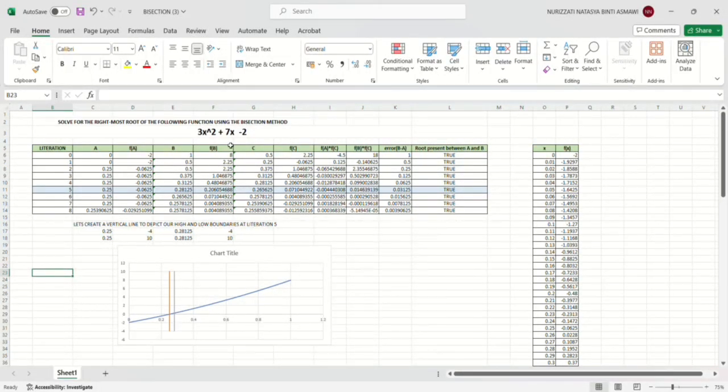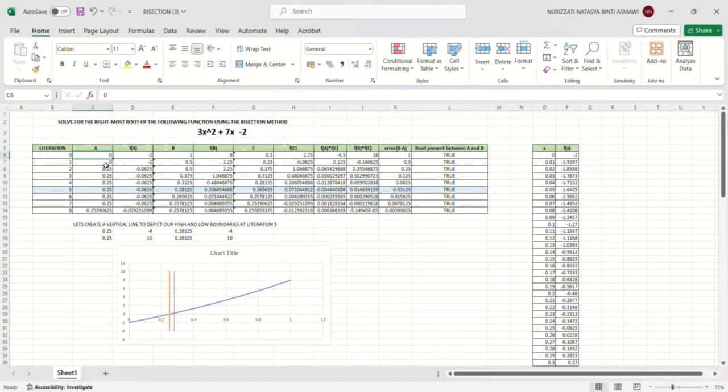Next, in order for us to plot the graph of the function, we need to plot a table for it. So these are some of the values that we need to put in order for us to make the graph. So for the first one is the value of A. A is the lower boundary.